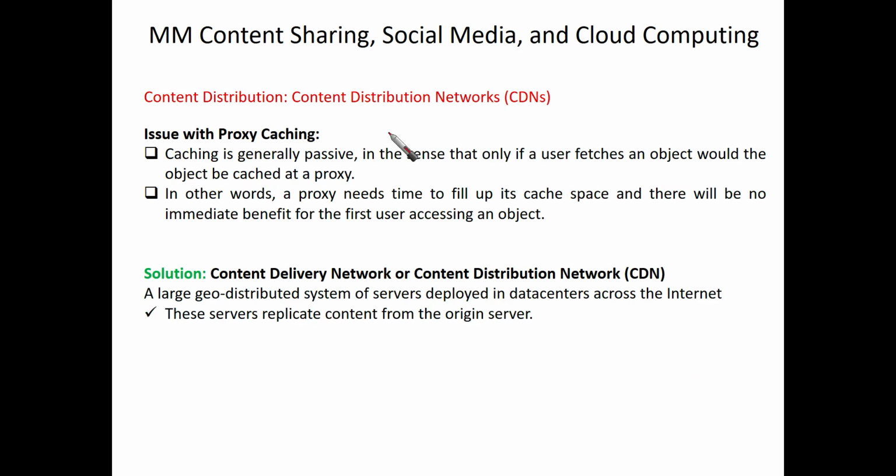Okay, so now let's go to the concepts of content distribution networks. What is the issue with proxy caching? Caching is generally passive, in the sense that when a user wants an object or data, at that time the data comes from the server, and a copy of that data is kept in the cache. In other words, a proxy needs its own time to fill up the cache space, and there will be no benefit for the first user to access the data.